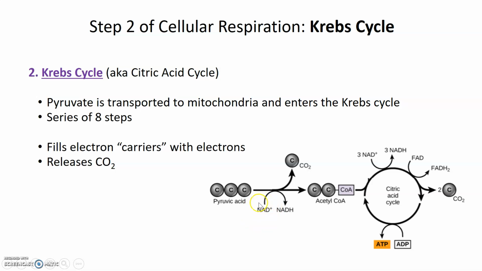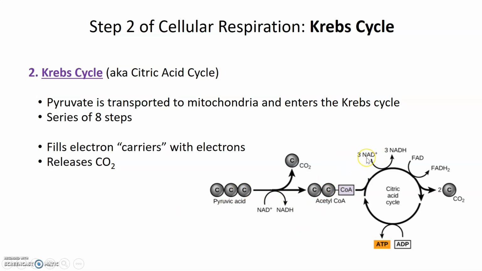NAD+, as well as FAD, are electron carriers. They basically act like sort of electron trucks that can be filled up with electrons and ultimately transport them to the next step of respiration, the electron transport chain. And when we think of electrons in terms of this cycle, really what we're talking about is hydrogens.